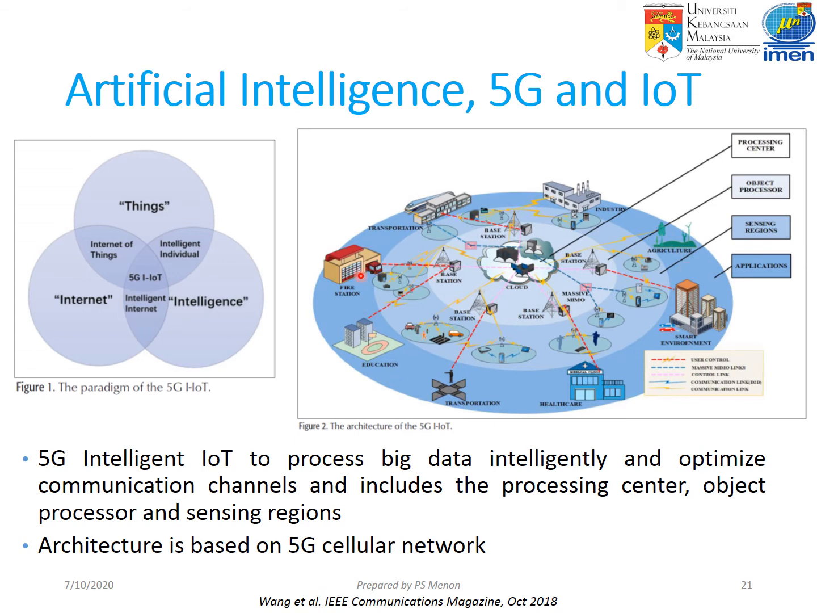All right, so it is in the most outer ring, and user control happens between the application and right until the object processor. Okay, that means you send and receive data from here. Okay, and you also have MIMO lines, control link, and also communication link between all these different regions. So this architecture is actually based on 5G cellular network. So it is used to process big data intelligently and optimize the communication channels, and it includes the different regions.